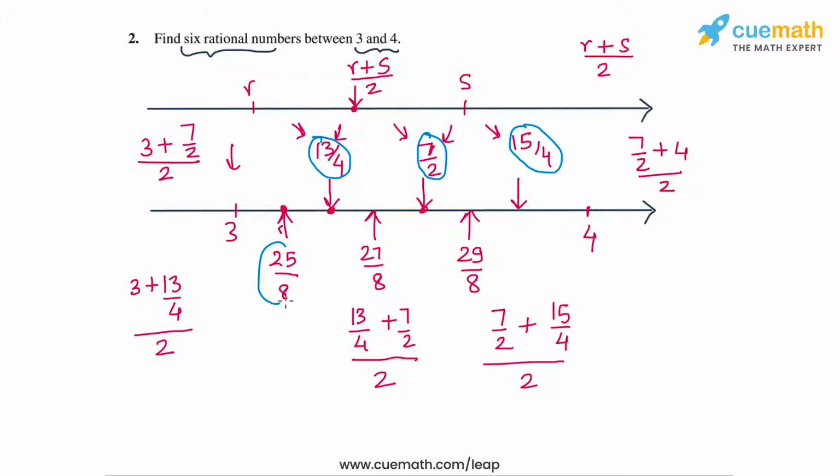So 25 by 8, 27 by 8 and 29 by 8 are 3 other rational numbers that lie between 3 and 4. So the 6 rational numbers we have found between 3 and 4 using the midpoint approach are 25 by 8, 13 by 4, 27 by 8, 7 by 2, 29 by 8 and 15 by 4. So this is the first approach to find rational numbers between two numbers. Now let's go on to the second approach.